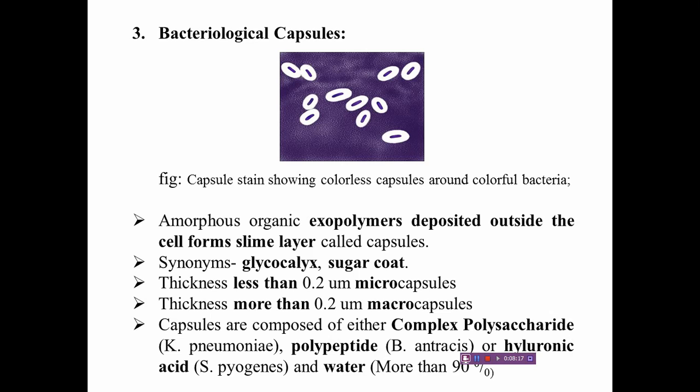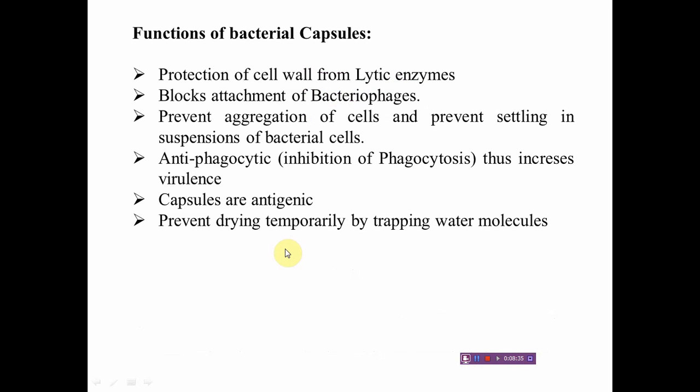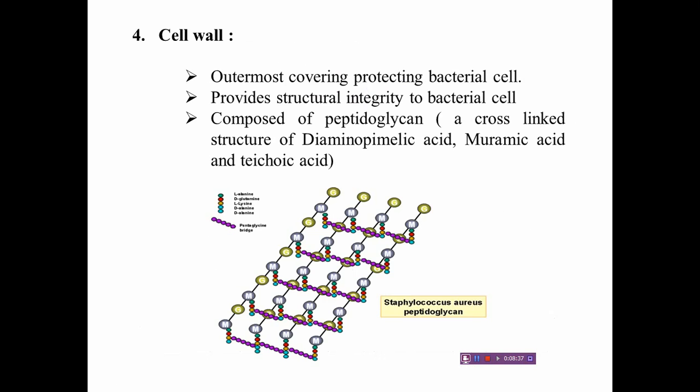Most importantly, the capsules prevent the attachment of bacterial viruses. The viruses which can attack bacterial cells cannot attach themselves to the bacterial cell wall, because the cell wall is protected by the slime layer, which is called the capsule. So we have already discussed the functions.